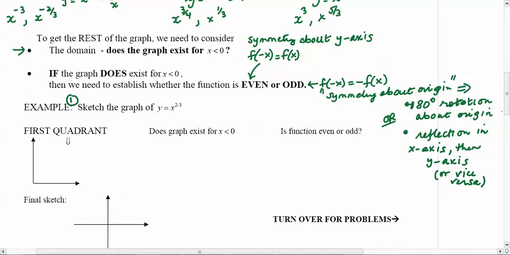Sketch the graph of y equals x to the 2/3. Okay, let's look at the exponent. It's between 0 and 1, so it's going to look like x to the half or root x in the first quadrant. There we go. So I know the first quadrant looks something like that. Now I'm going to ask myself the question, does the graph exist for when x is less than 0?